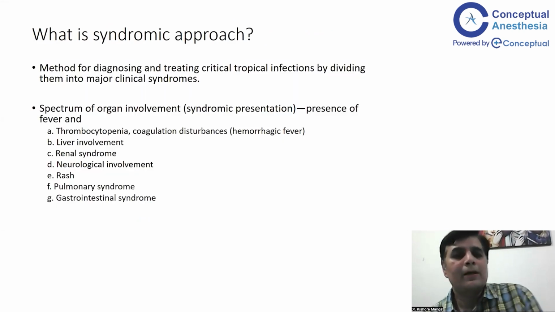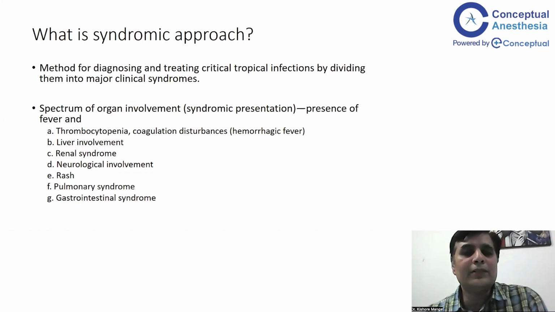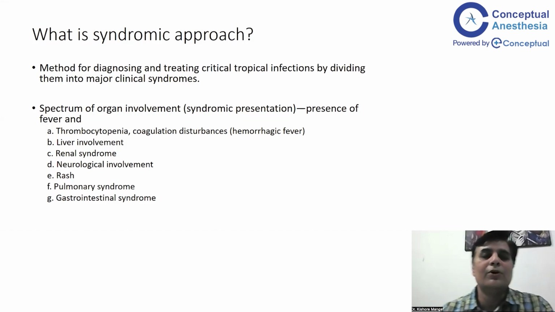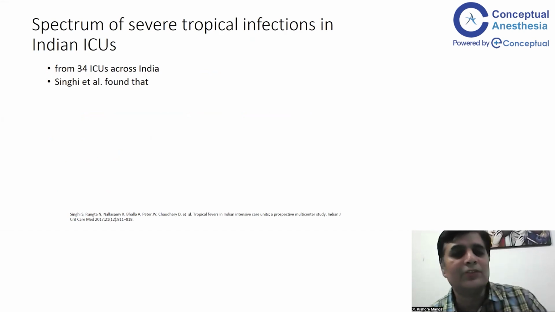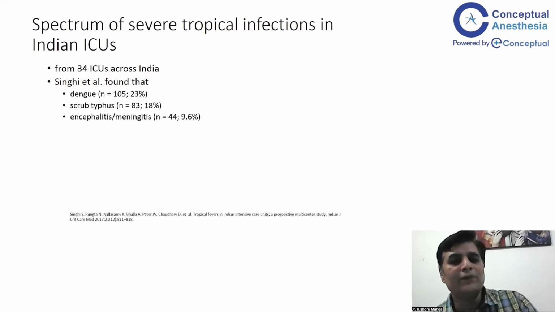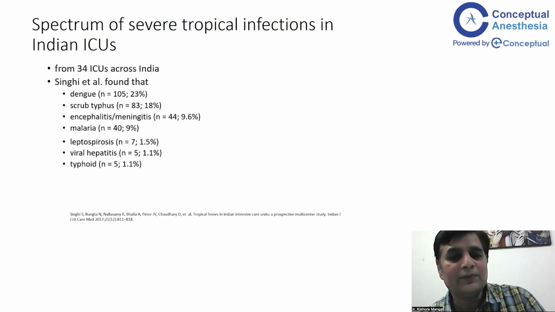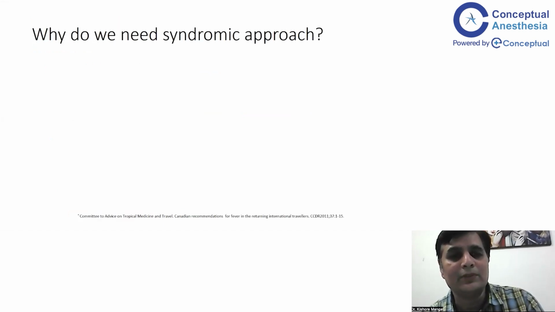They further say that the spectrum of organ involvement is divided into the presence of fever with thrombocytopenia, liver involvement, renal involvement, neurological involvement, rash, pulmonary syndrome, or a GI syndrome. Another study was performed by Dr. Singhi et al. from 34 ICUs. They found that amongst all patients, dengue had 23% incidence, scrub typhus 18%, encephalitis 9.6%, malaria 9%, and hepatitis, typhoid, and leptospira 1%.